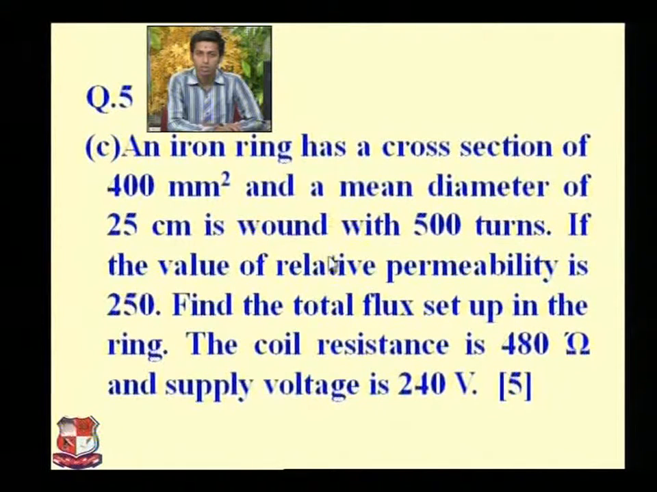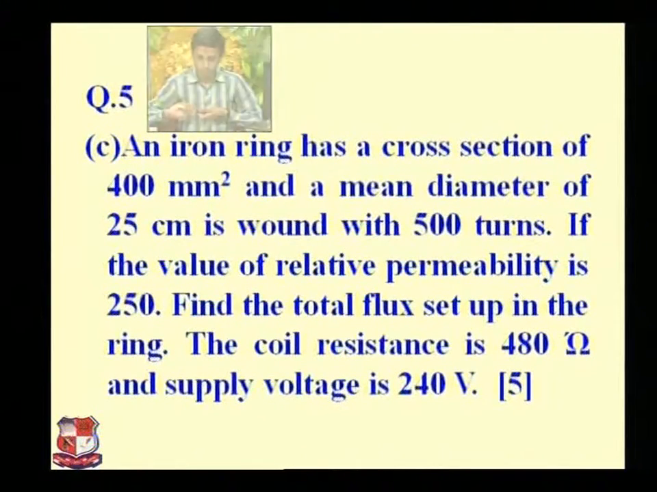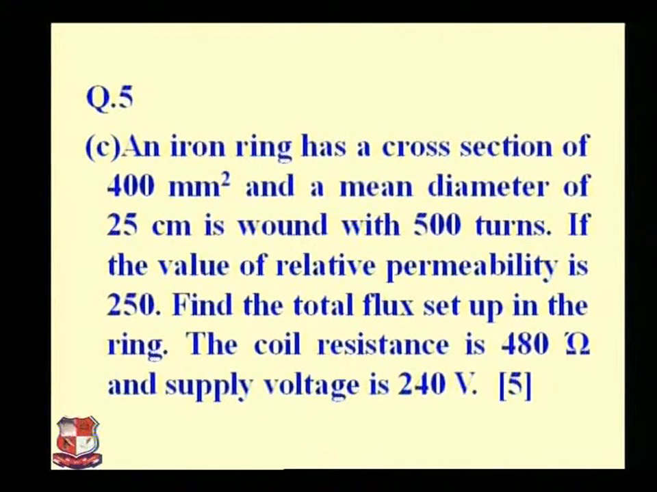Which parameters are given? The iron ring cross-sectional area, the iron ring's mean diameter and the number of turns wound on the iron ring. Permeability is also given as 250, the coil resistance is 480 and the voltage given to the coil is 240 volt. We have to find the total flux set up in the coil. So let's do it with the given data. We go with the example.